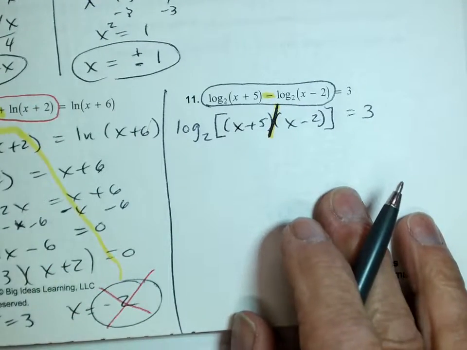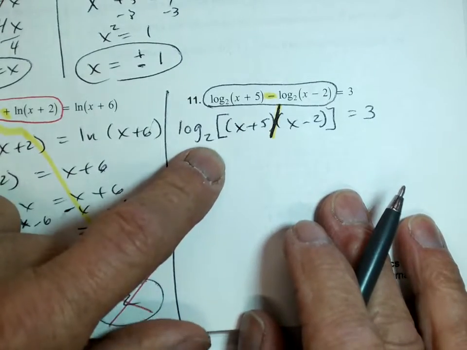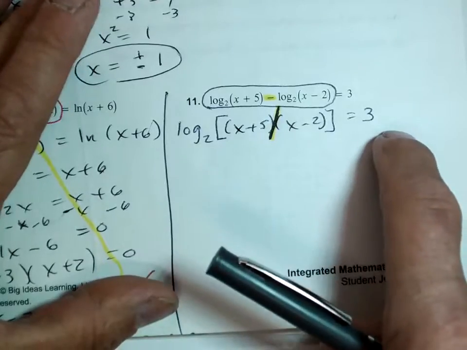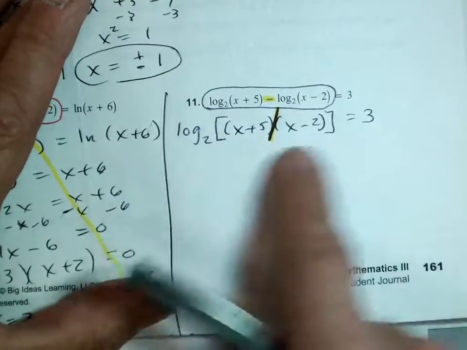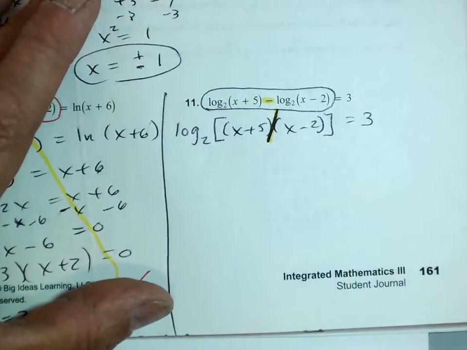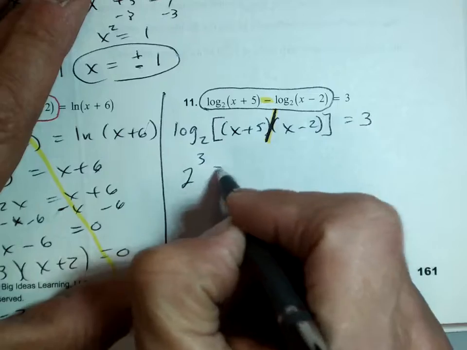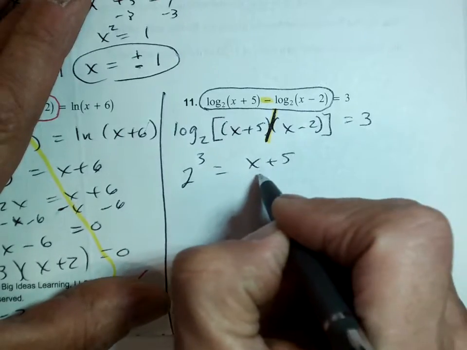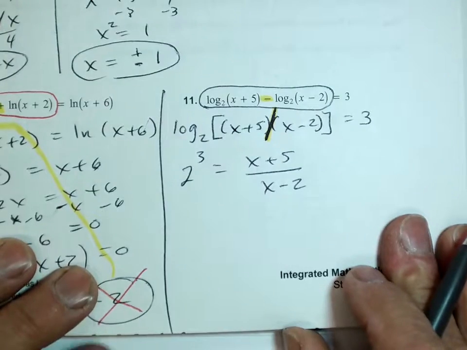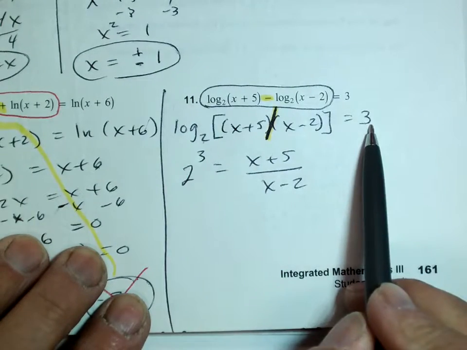So now what do we do? Well, I want to get rid of this log, so I'm going to change this to exponential form. I'll go 2 to the 3 power equals what's inside. I'm going to go from log form to exponential form. So I go 2 to the 3 power equals x plus 5 divided by x minus 2. So in exponential form, 2 to the 3 power equals what's inside.